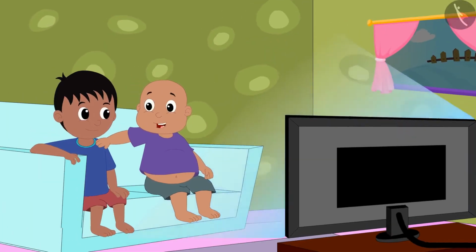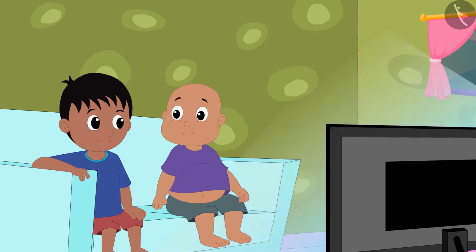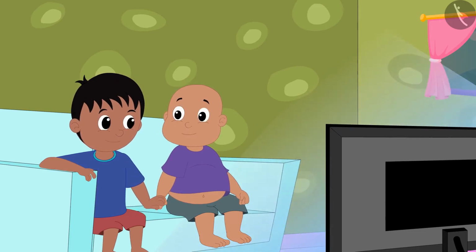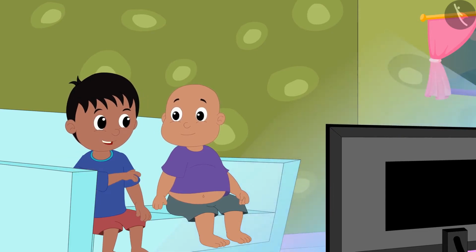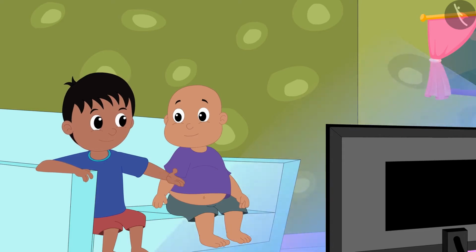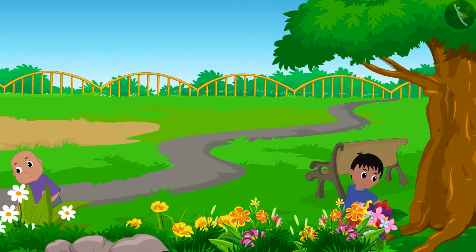Raju, why don't we make a painting on a leaf? Bablu said to Raju. Yes, Bablu, this is a very good suggestion. Let us both find one leaf, and then whichever leaf is bigger, we will together make a beautiful painting on it. Raju told Bablu. Both friends began to find leaves outside Bablu's house.